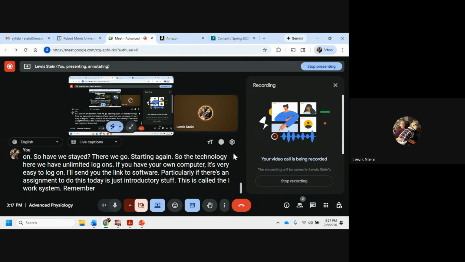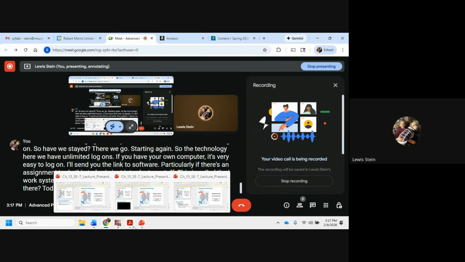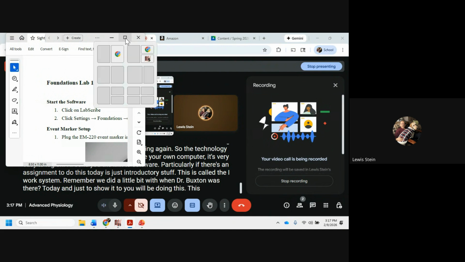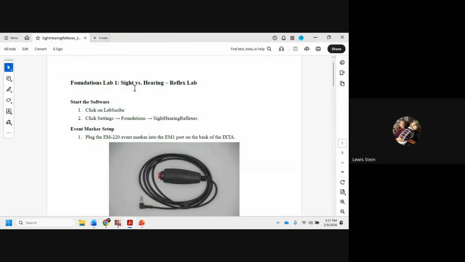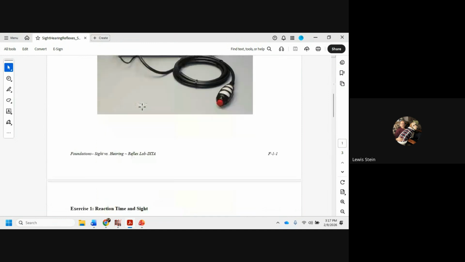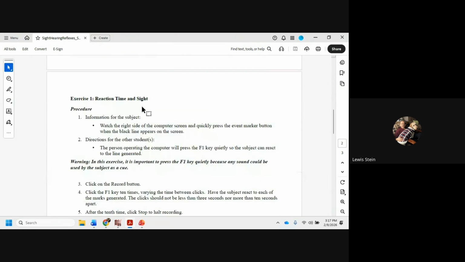You remember we did it a little bit when Dr. Buxton was there. Today, just to show it to you, we'll be doing this. This is what they call a foundations lab, not unlike what we did with him. We just have one thing, as you can see, to plug in here. There's nothing major involved with it. Basically, we're going to do the reaction time to sight and sound.